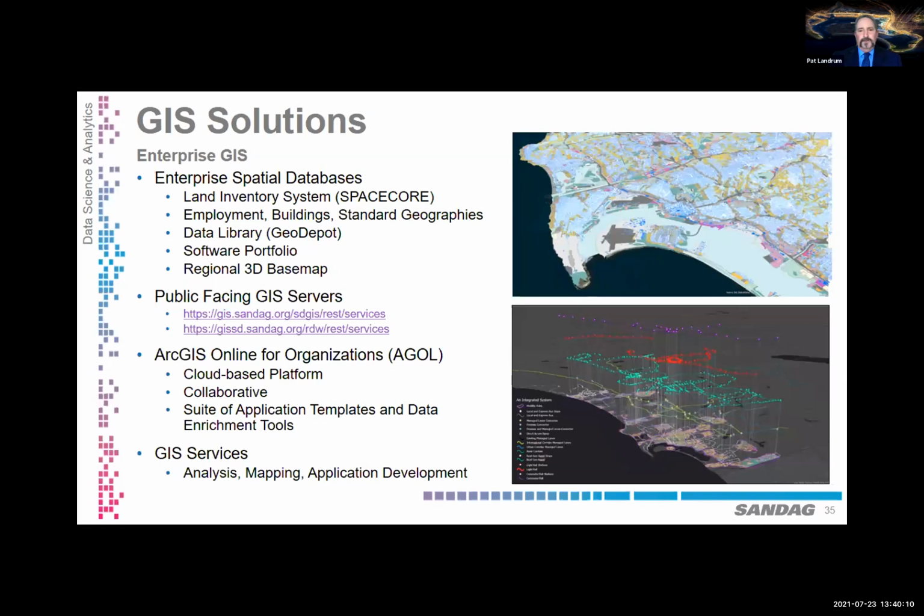Moving into the GIS solutions team. I'm going to break this out into kind of 4 key areas. The first is the enterprise GIS. That's the infrastructure and the systems behind how we manage all of our spatial data. That includes our land inventory system. Subsets of that are all of our employment inventory, buildings, all of the standard geographies from building all the way out through the entire region.